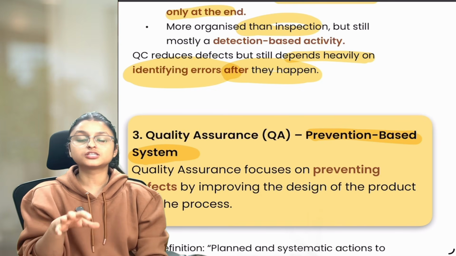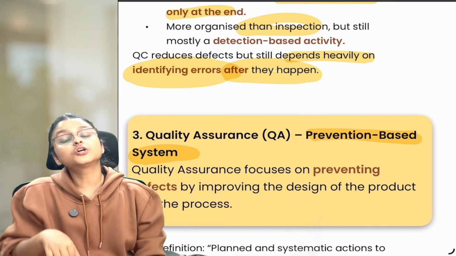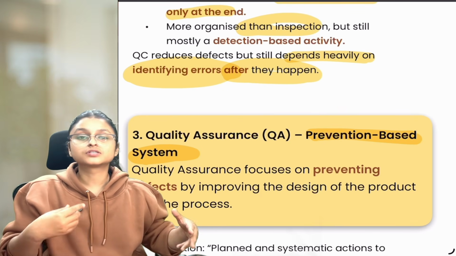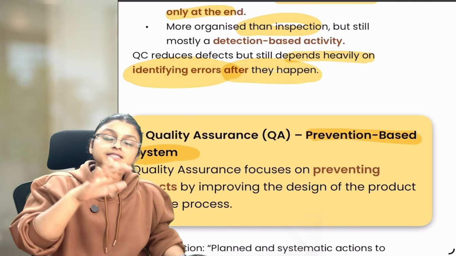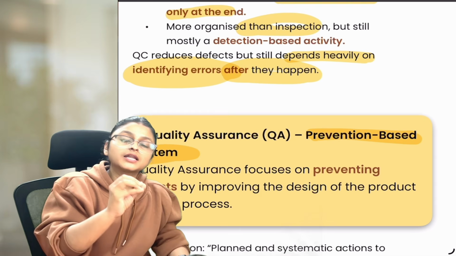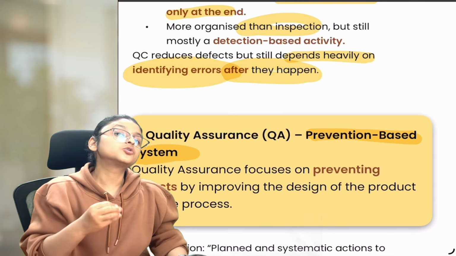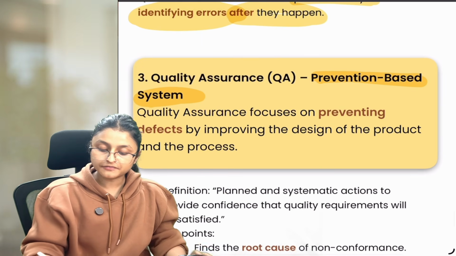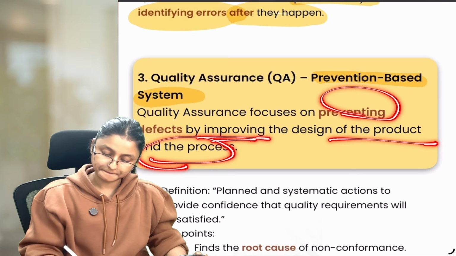Earlier, both stages were focusing mainly on detecting the defects. Now we are focusing on preventing it. So now we'll try to design our processes, design our product such that we are having less and less defects. We'll train our employees in a manner so that they are able to provide a good quality product to us. So quality assurance focuses on preventing defects by improving the design of the product and the process.